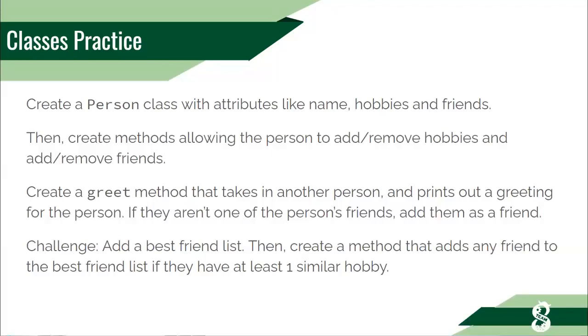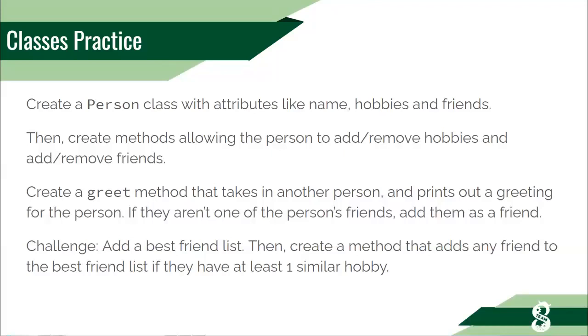Okay, hopefully people finished up at least with most of the class, if not the whole thing. I'm gonna go over it. And so if you're stuck with any of the parts inside the class, hopefully when I go over it, it'll make sense. So it's asking for a person class with the attributes like names, hobbies, and friends.